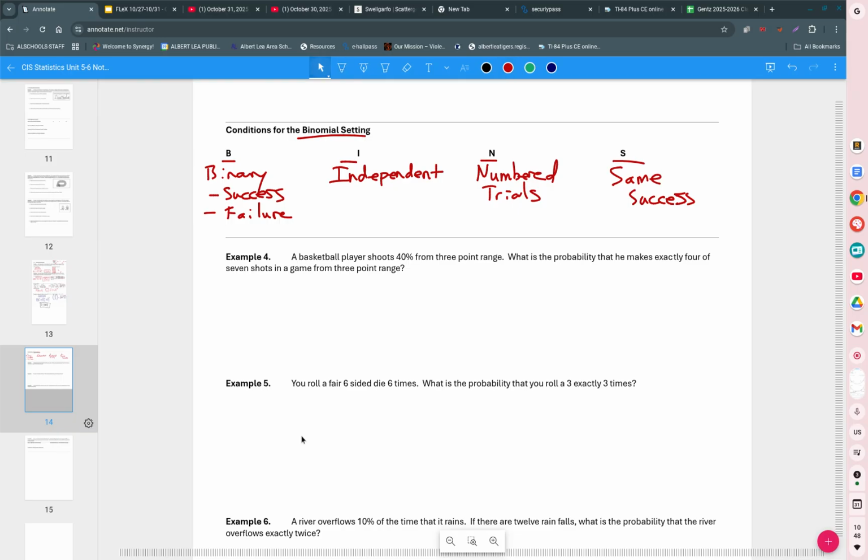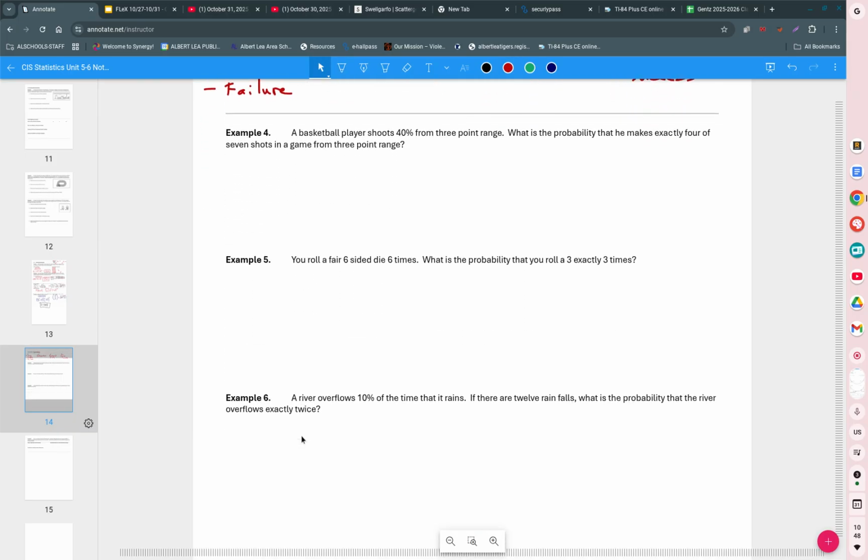And so we'll do this example right here, and then we want you guys to try the next one on your own. So again, I'll do this one, and then I'd like to help you with this one, and the last one I'd like you to do on your own. A basketball player shoots 40% from three-point range. What is the probability he makes exactly 4 of 7 shots in a game from three-point range?